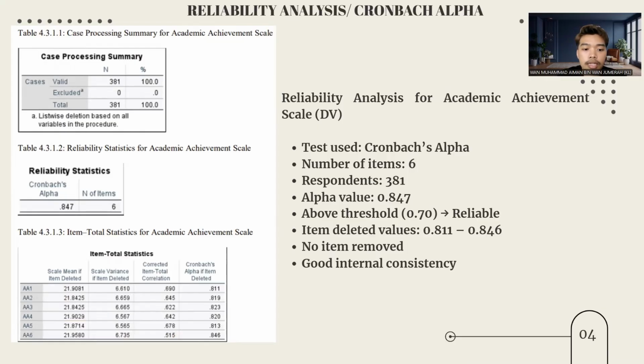The item total statistics show that removing any item would not improve the reliability, as all values are lower than 0.847. Therefore, all items were retained for further analysis.